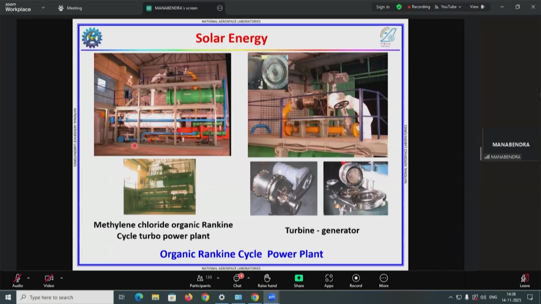And as you would have seen in the previous slide of harvesting geothermal energy, the system remains the same. So we are talking about the piping systems, the heat exchangers, the generators, the turbines. There is the disassembled view of the actual turbine which was used for generating power. So the architecture remains the same.